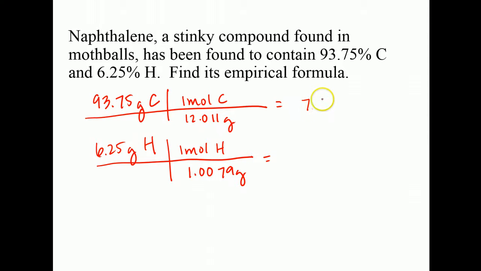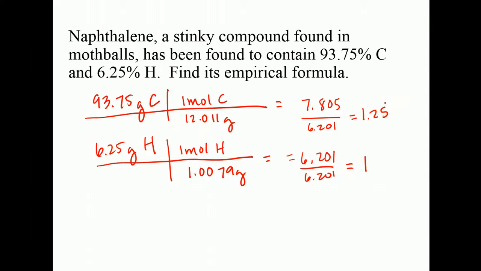If you go ahead and do the dividing, you'd get 7.805 and 6.201. I'm going to carry a couple extra sig figs here. So once we get our mole answers, we're going to divide by the smallest one, 6.201. And clearly the hydrogen will be 1. And the carbon, you get 1.25.